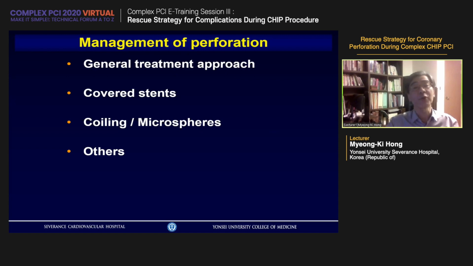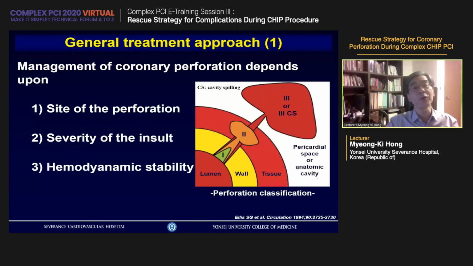What is the management of coronary artery perforation? First, general treatment, and second, the use of the covered stent, and the use of coiling or microspheres. In general, when coronary artery perforation occurs, the management depends on the severity of the perforation. The management also depends on three factors: the site of the perforation, the severity of the insult, and finally, hemodynamic stability. Particularly, the site is at a big vessel or far distal. Severity is whether it is confined to the vessel wall, or extends into the tissue, or extends more into the pericardial space or anatomical space.